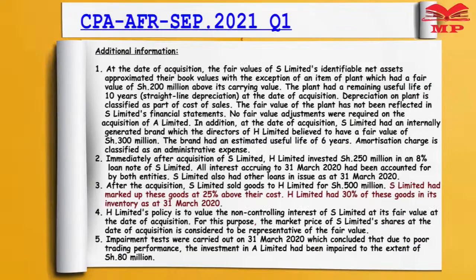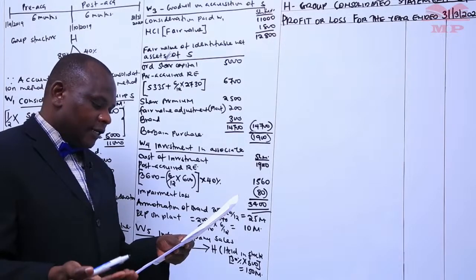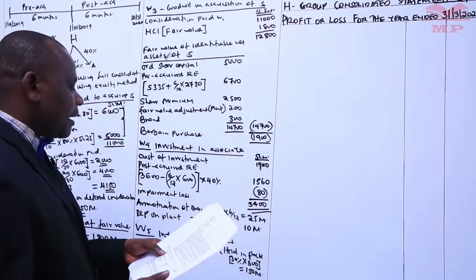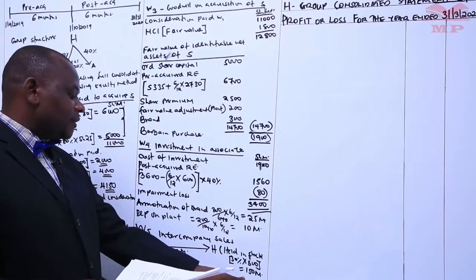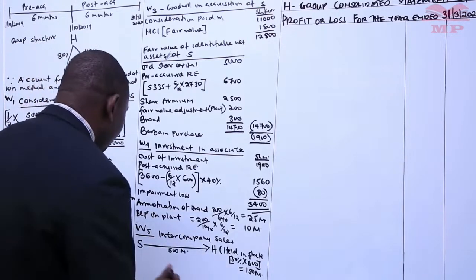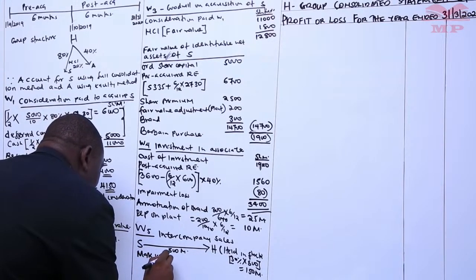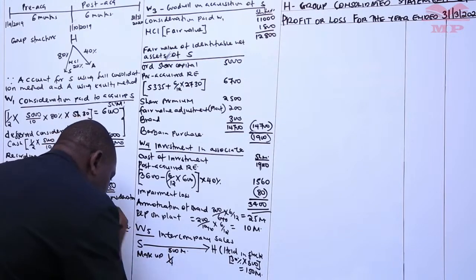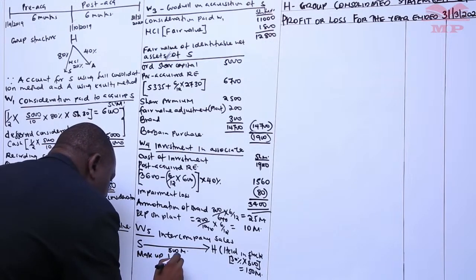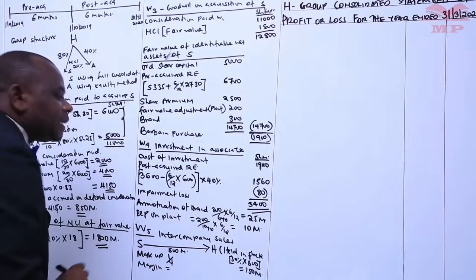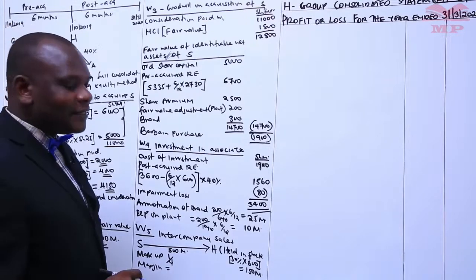The next thing, S Limited had marked up these goods at 25% above their cost. So what is the markup? That is a quarter. We determine unrealized profit using the percentage margin, so we convert the markup of a quarter to margin. How do we determine that? Our margin is always given by gross profit over sales.